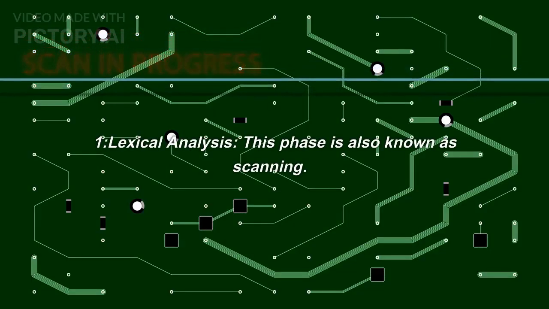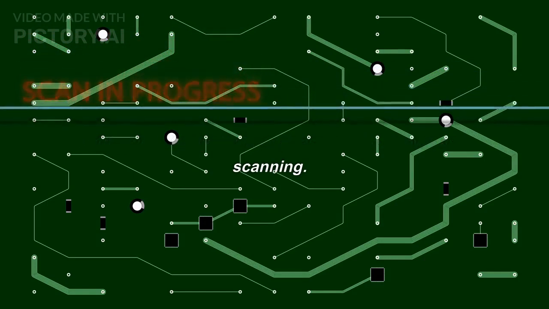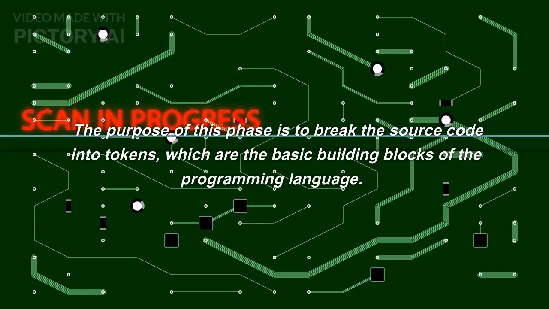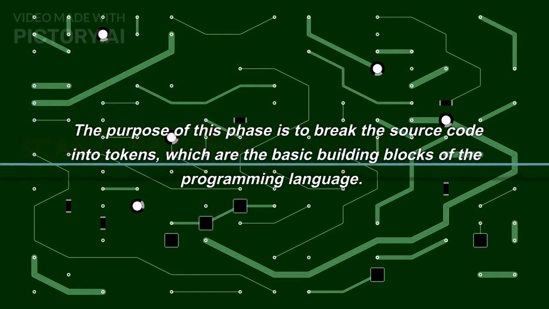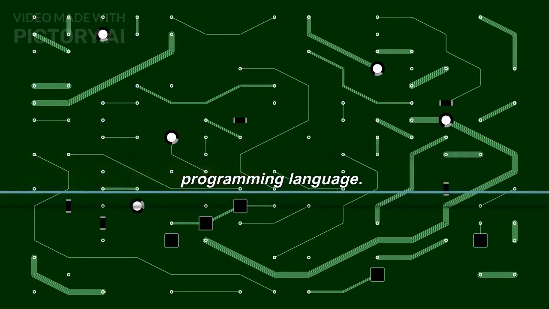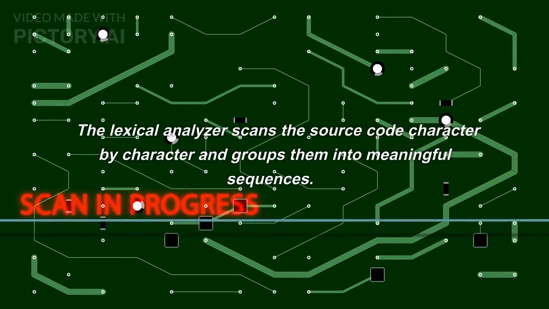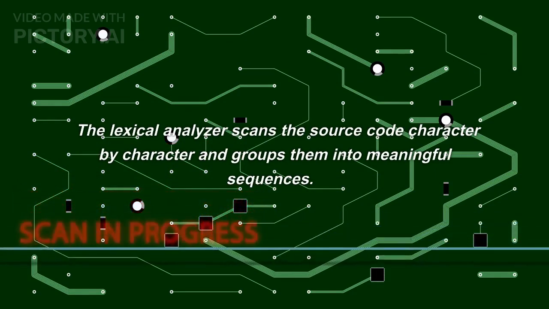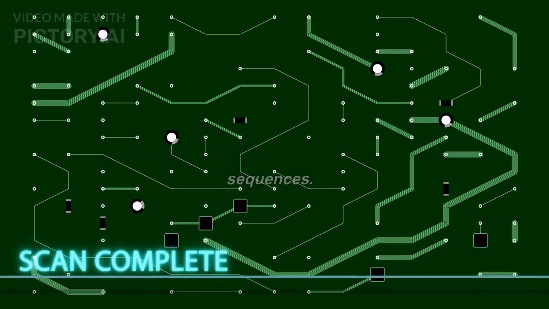1. Lexical analysis. This phase is also known as scanning. The purpose of this phase is to break the source code into tokens, which are the basic building blocks of the programming language. The lexical analyzer scans the source code character by character and groups them into meaningful sequences.